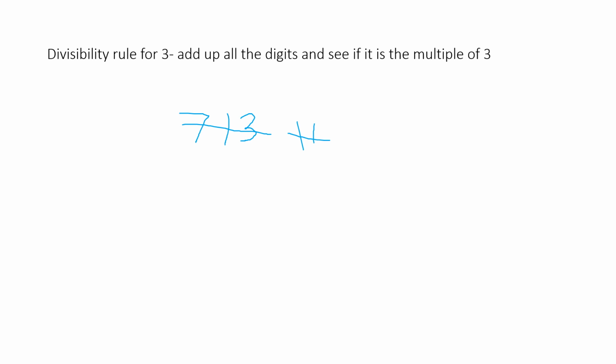Then let's try 8, 2, 2. So 8 plus 2 is 10, and then 10 plus 2 is 12. So 12, that one is a multiple of 3. So this is divisible by 3. Okay.